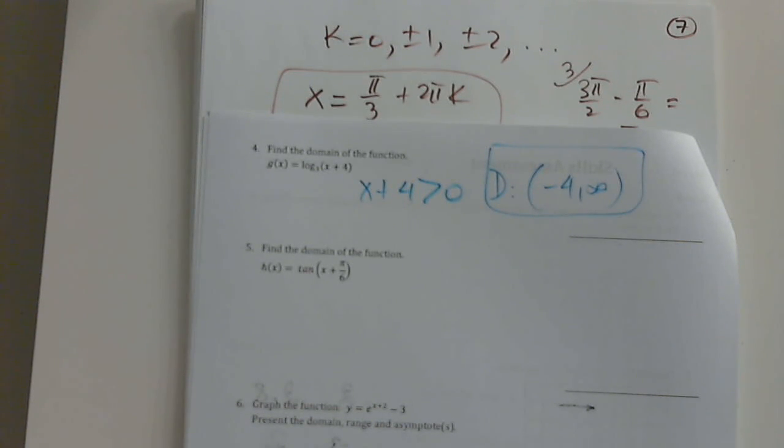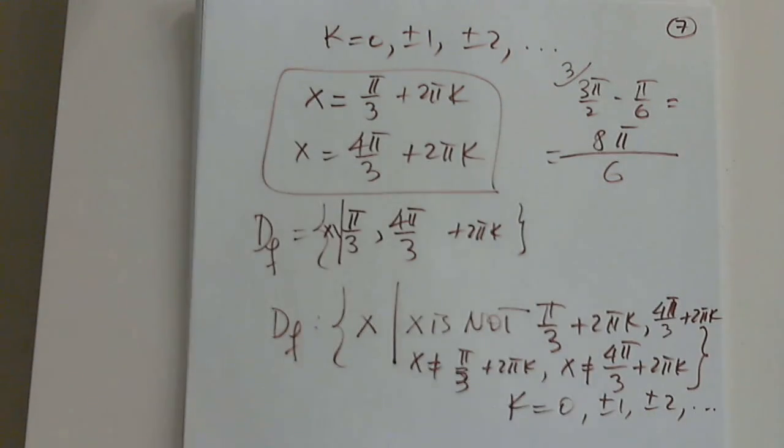Perfect. So this is e to the x. It is shifted to the left 2 units and shifted down 3. So this I would like to continue next time and finish it up.